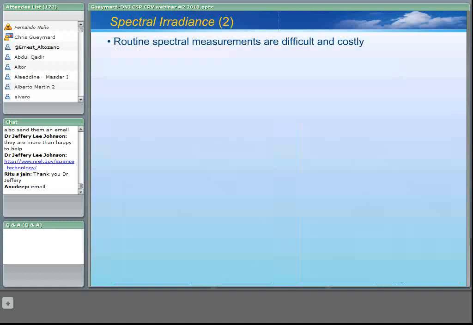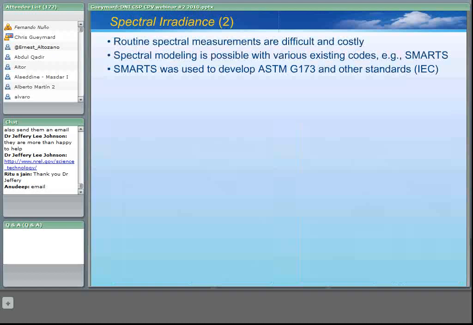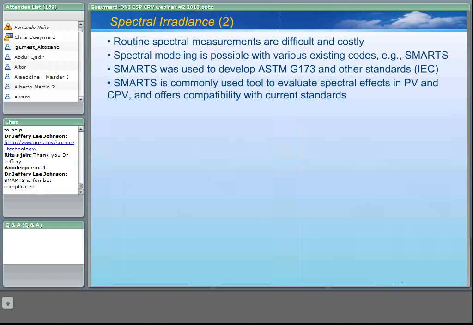So we have interest in spectral irradiance for CPV applications, but the problem is that spectral measurements are difficult and costly. There are not many sites where you can get this. So the obvious possibility is to switch to spectral modeling. And this is possible with some existing codes. One of the most well-known is SMARTS. It has been used to develop the ASTM standards. And so using it is interesting because you can actually relate directly to those standards, even though you can change the atmospheric conditions.